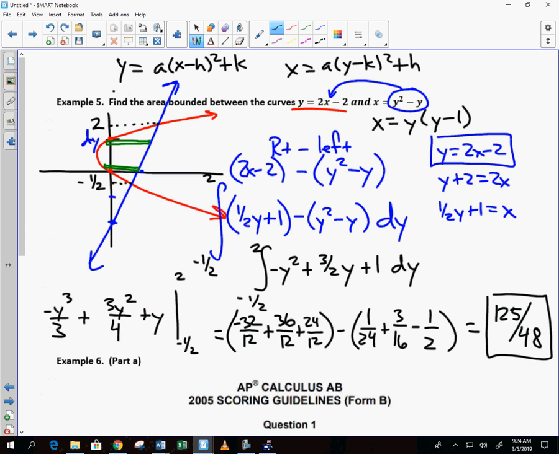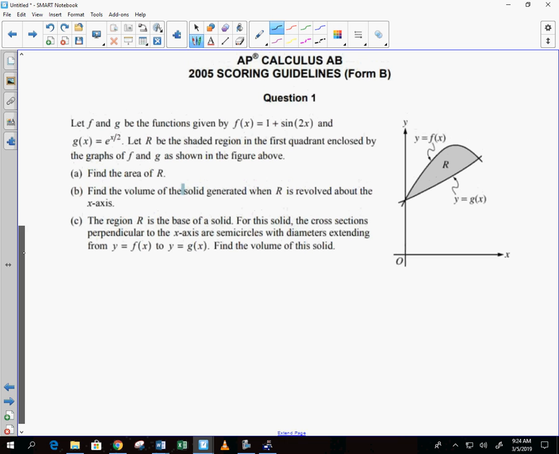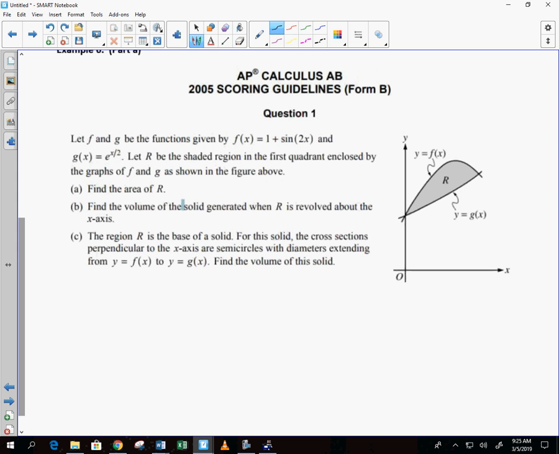Last problem. Straight from the AP exam. Second most common type of question asked on the AP exam is one of these kinds of problems. The most common one is the motion of a particle. Okay. And we are only going to start with the very first one. Now, I want to be clear. This is question 1. This is calculator allowed.